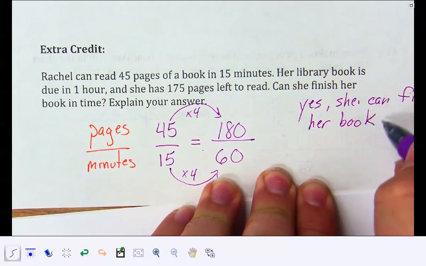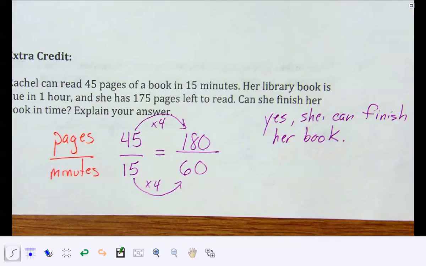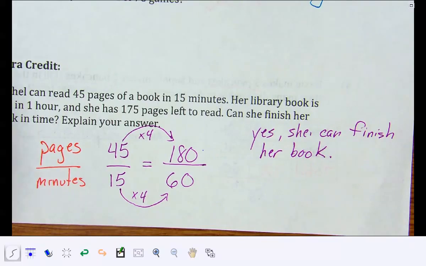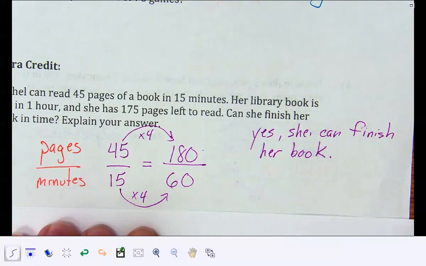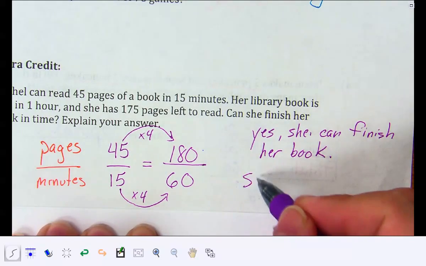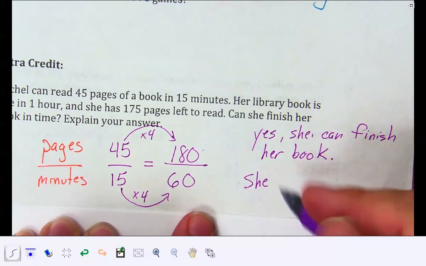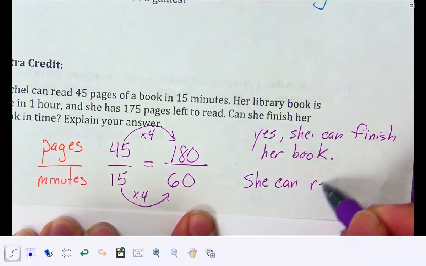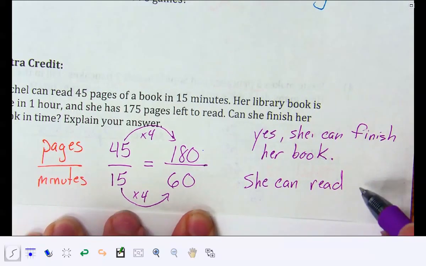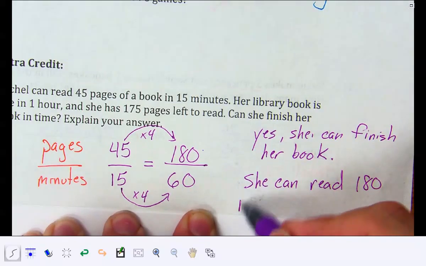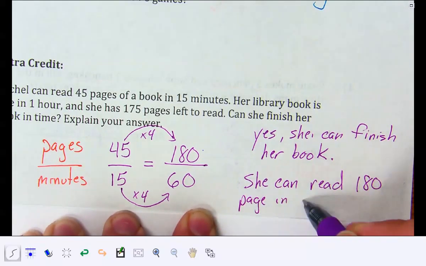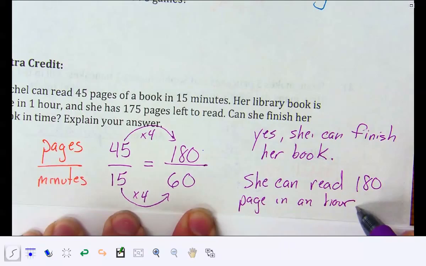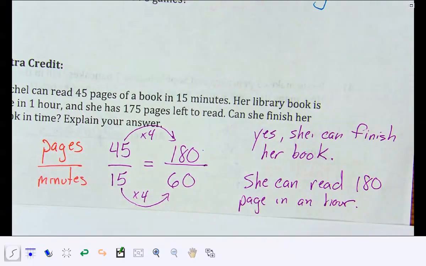And how would I explain my answer? She can finish her book because she can read 180 pages in 1 hour, and she only has 175 pages left. Okay, I'm going to leave it at that. You could have written a little bit more, but that's really all we have for you.